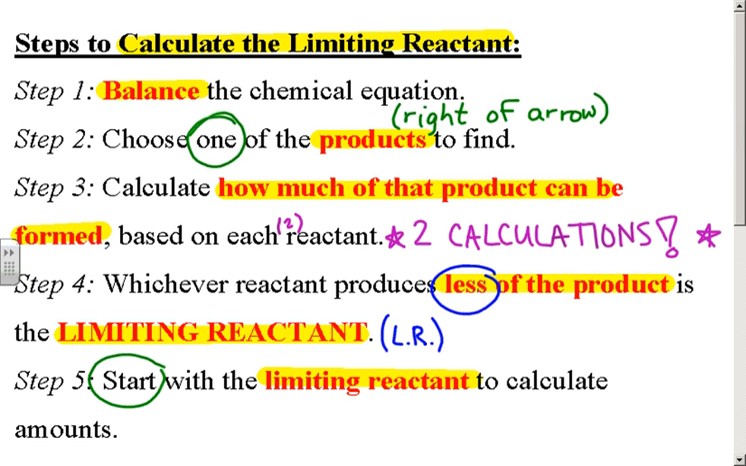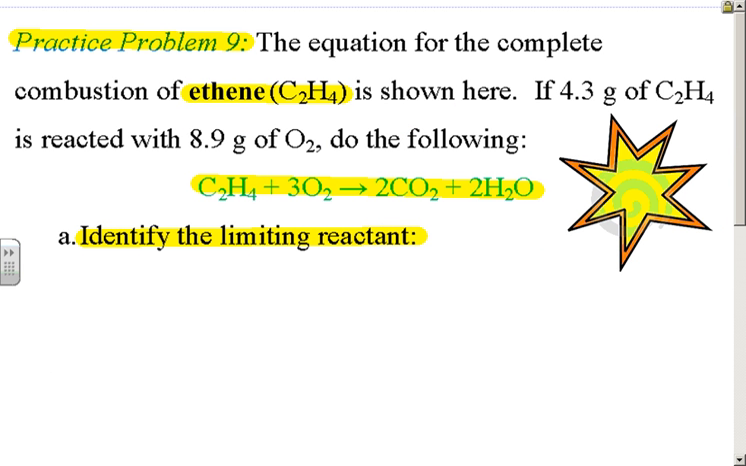The first step we need to do is have a balanced chemical equation. Well, if we look at this problem here, you see how there are already coefficients in front of these substances. This equation is already balanced. So we're ready for step 2.